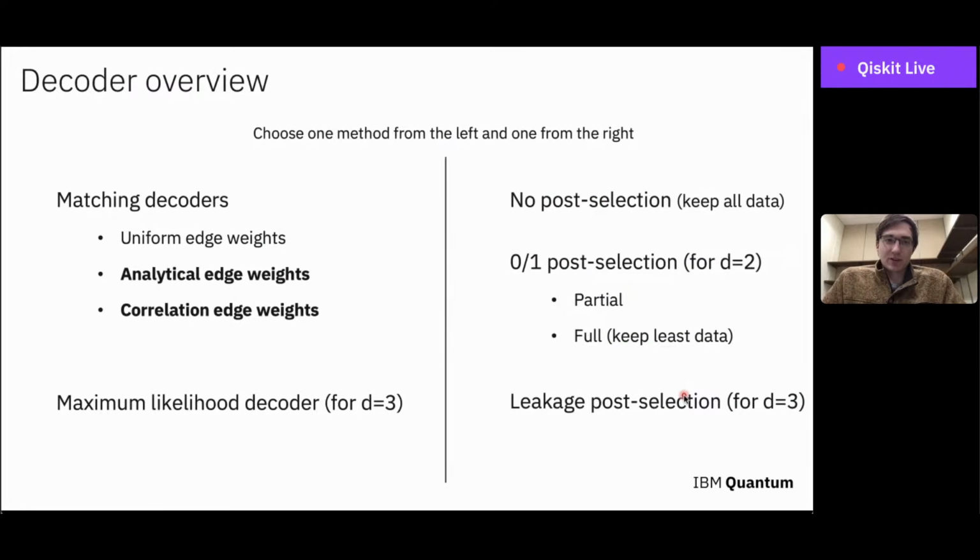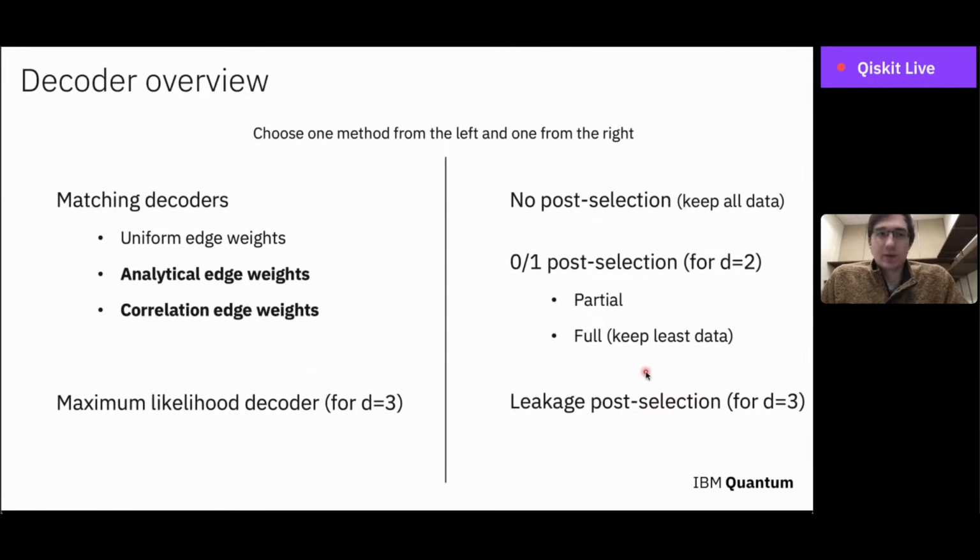Okay, so we have the matching decoders, which I explained a bit about, and then we have the maximum likelihood decoding. The post-selection strategies range from no post-selection, where you just keep everything and try to do your best decoding it, to something called full post-selection, where you essentially throw out every case where you detected any error.